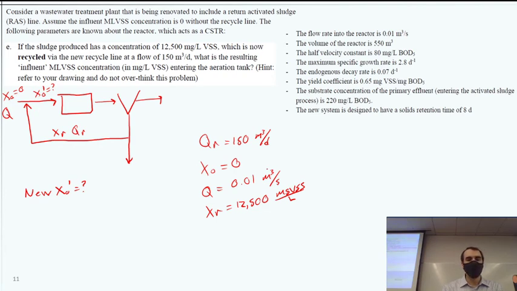And we're given all these parameters here. So I think the worst we have to do is convert this 0.01 cubic meters per second to per day, or convert the 150 cubic meters to per second. Either way, it's not a huge deal. And then we can set up and say that our Q times the original X naught plus the QR XR is going to be equal to the combined flow Q plus QR. I don't know why I'm drawing all sideways here. I guess I'll fix that for you.